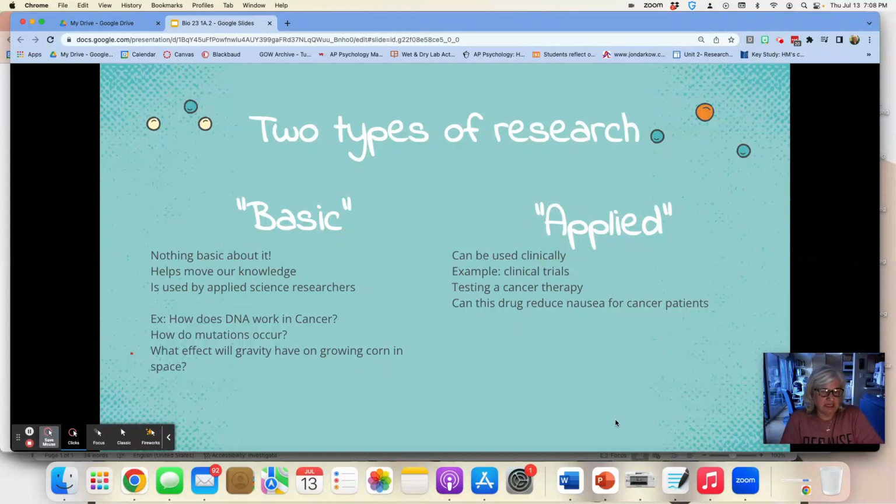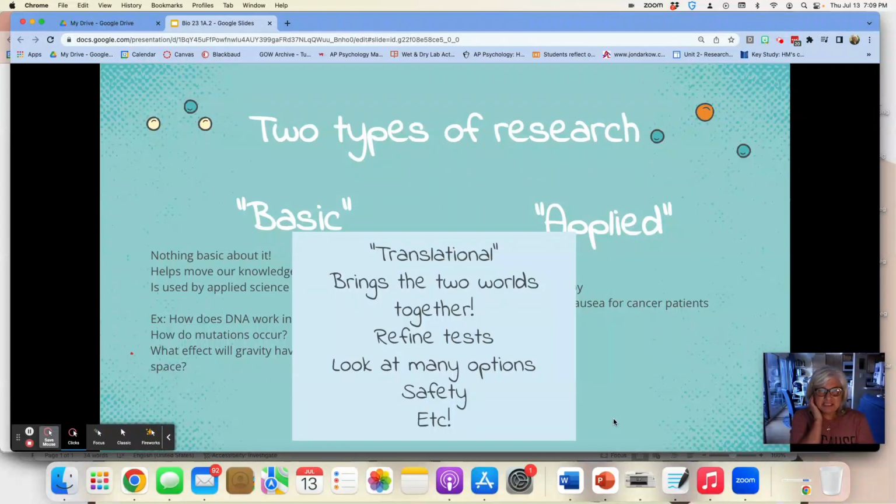So you can think of it as being clinical trials. So I'm testing a drug for treatment of cancer, and I need to know what side effects it's going to have, what dose is the best dose. All of those things are applied. It's actually being applied to a specific problem. Now, there is a third type. It's called translational research. And this is where you take what we've learned and also the applied and bring them together. So it's kind of that intermediate step. For this class, I really just want you to know basic or bench and applied research.